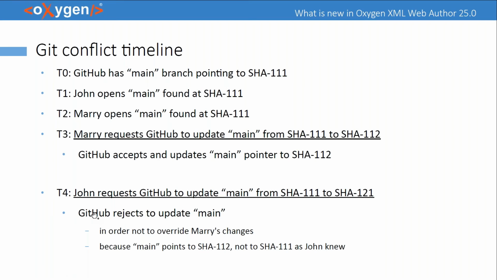In this case, GitHub simply rejects to update the main branch because the branch is at SHA-112 and John asked to move it from 111. So here is the conflict. Here, lastly, I want to mention that GitHub does reject the request from John in order to not override Mary's changes. So this is the conflict.